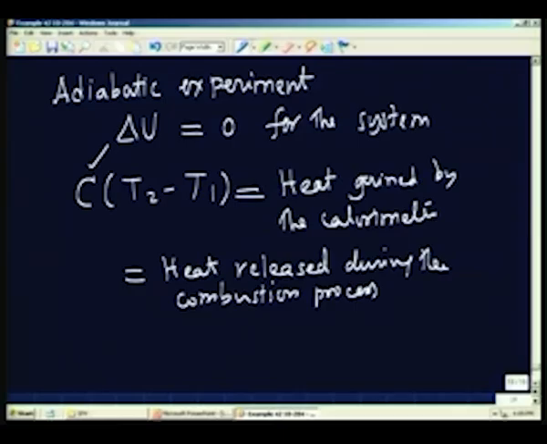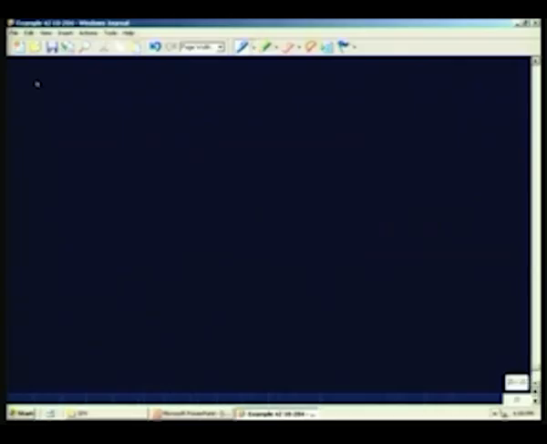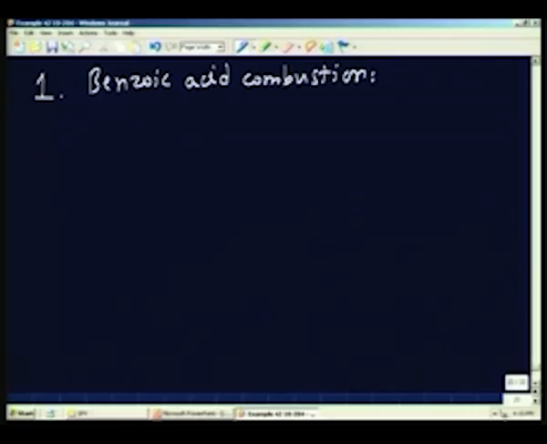Let us take the first part of the problem. So, part 1 will be benzoic acid combustion. The mass of the acid burnt is 0.103 gram, and the temperature change is 2.17 degrees Celsius. So, this is the first part of the problem.